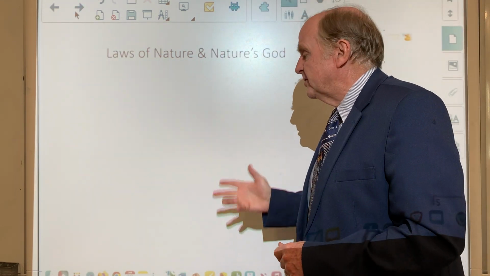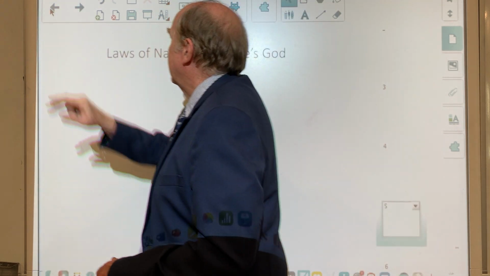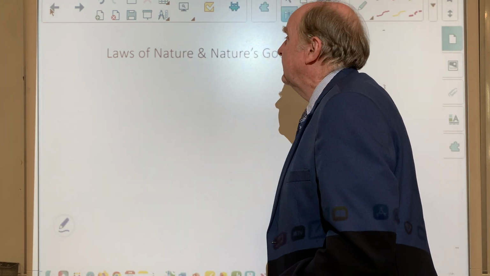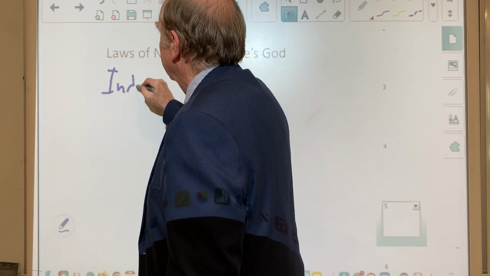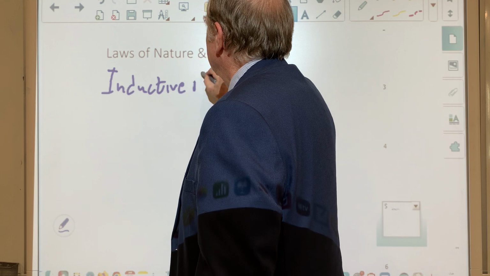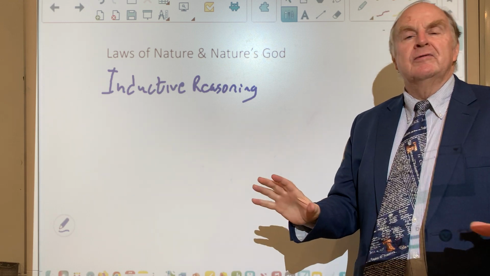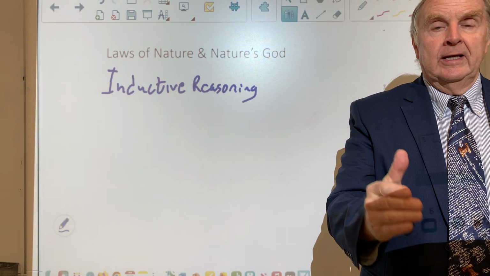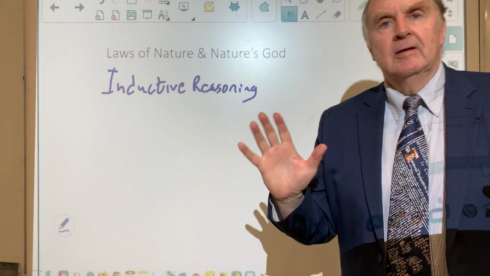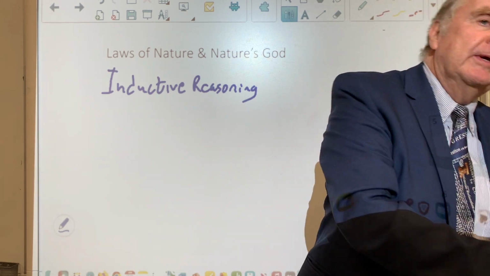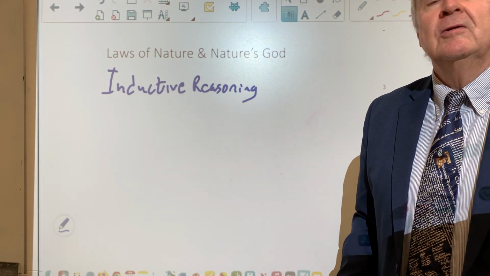Okay, so the laws of nature and of nature's God. If you think about it, the laws of nature suggest inductive reasoning. Okay, this is what we would today call the scientific method. The idea that from observing things in nature, we draw a conclusion. Okay, so that is inductive reasoning. When you do a scientific experiment, you do the experiment, you repeat it a number of times, and if you get the same or similar results a number of times, you can come to a conclusion.